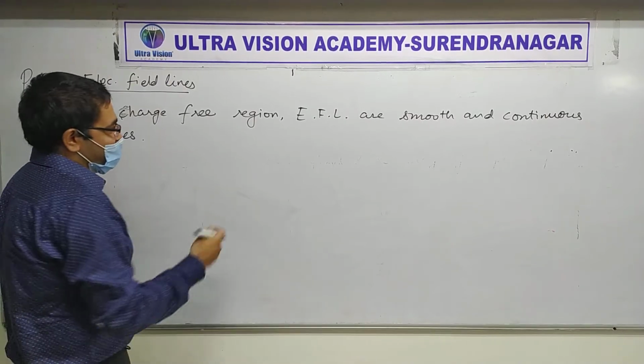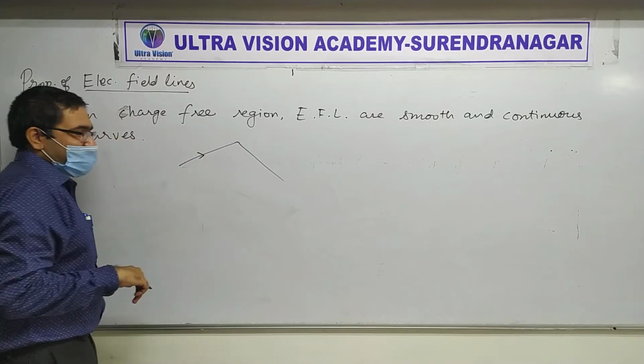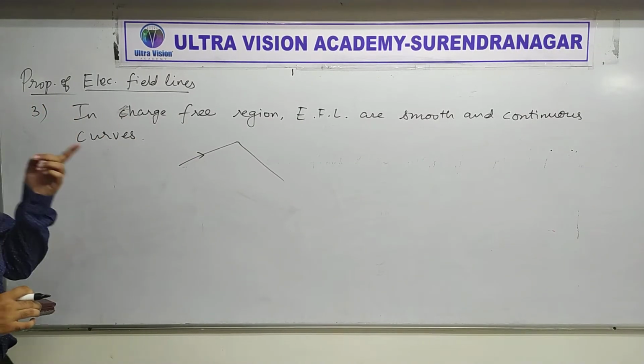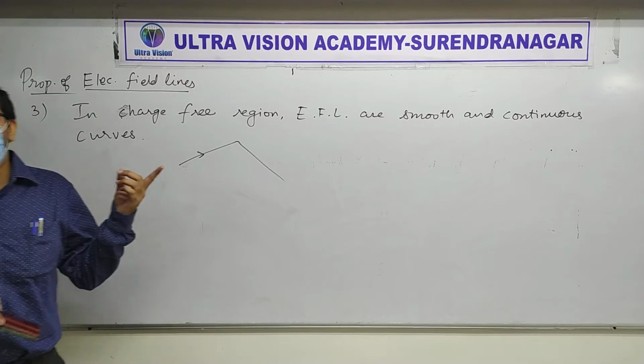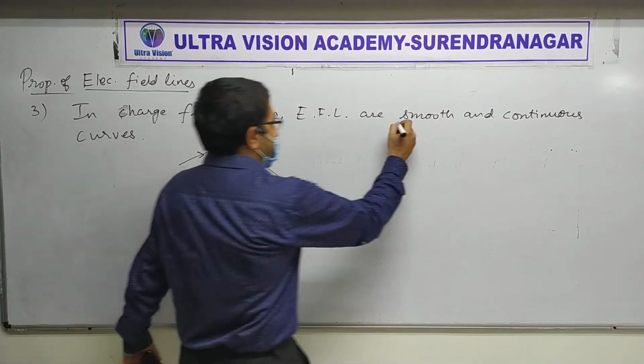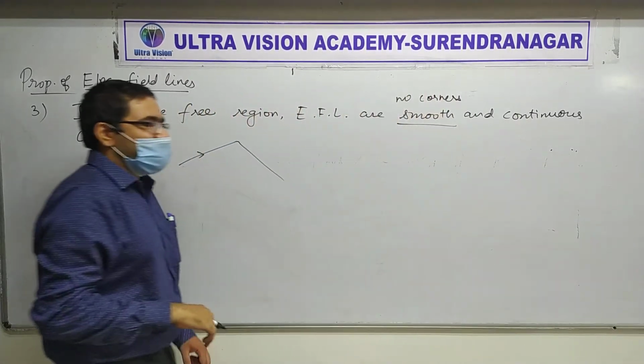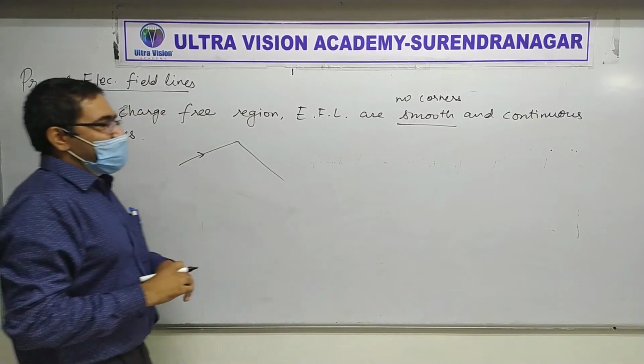No problem. Right now I think that's enough for me to say that there won't be anything like this. Did you understand? There will be no corners. Corners not allowed. That means smooth. If you want, you can write the meaning. And what is the meaning of continuous?